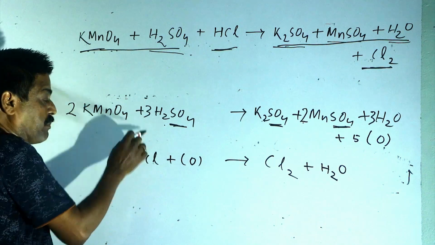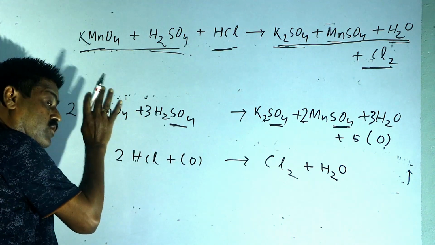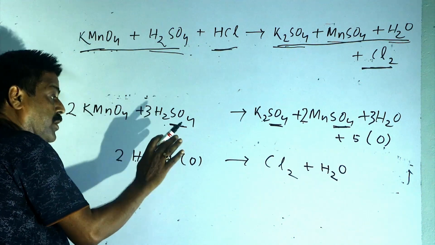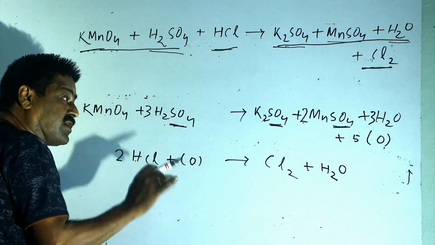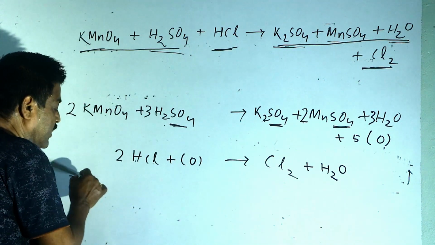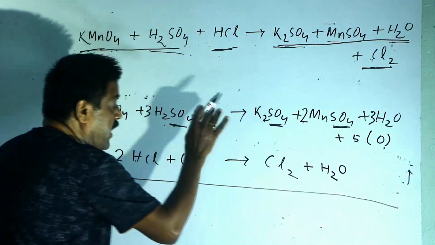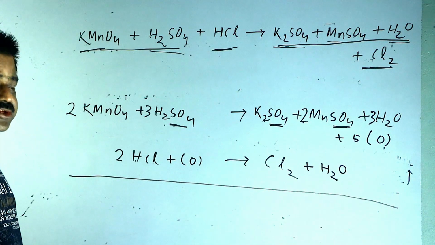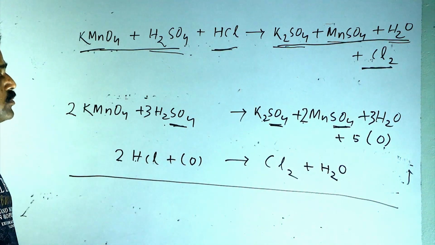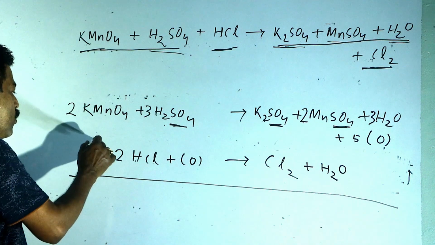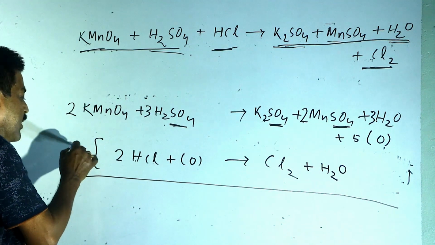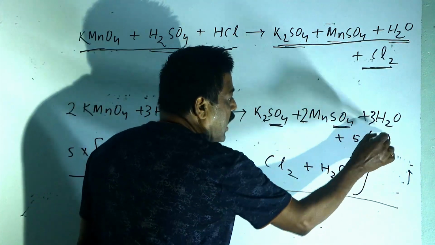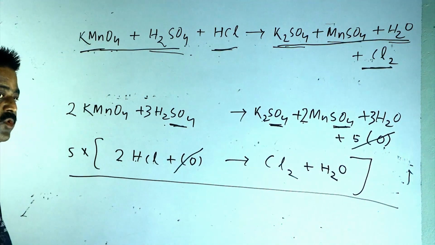Now both the part equations are balanced, but not in molecular form, rather in atomic form, which is not the correct representation. So to have the correct representation, we have to add these two equations in a manner such that atomic oxygen on both sides is cancelled out. For that, we have to multiply by 5 here to cancel out atomic oxygen, right?